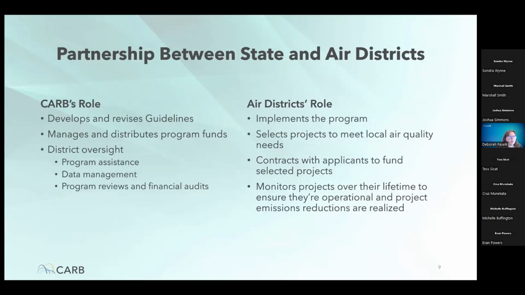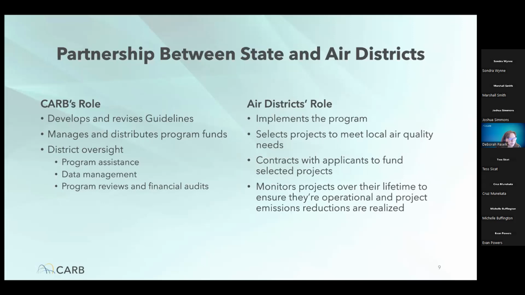So you're probably wondering, what are the roles between CARB and the air district? For CARB, these roles for the incentive programs, specifically Moyer and Farmer programs, include developing and revising the guidelines, managing and distributing program funds, and providing district oversight. And that means program assistance, data management, and also program reviews and financial reviews to ensure that program goals are met.